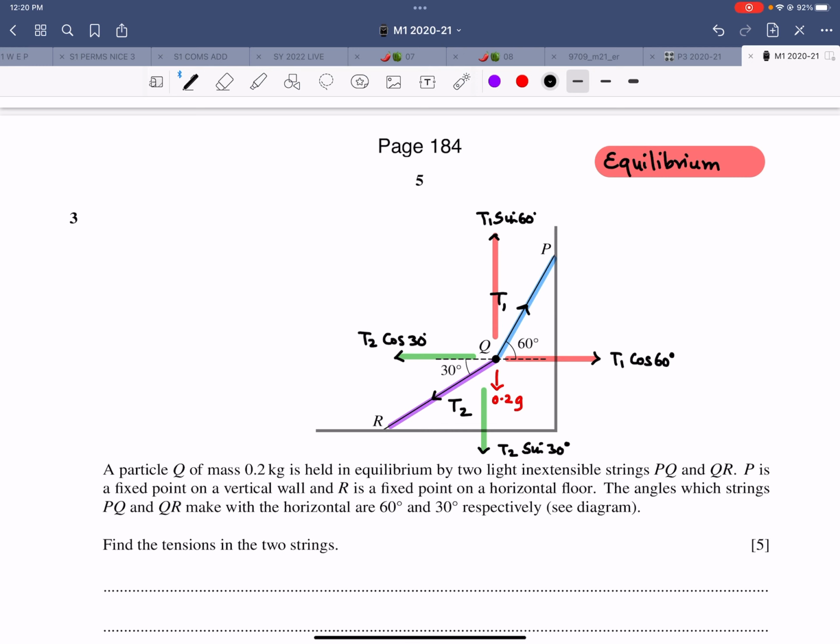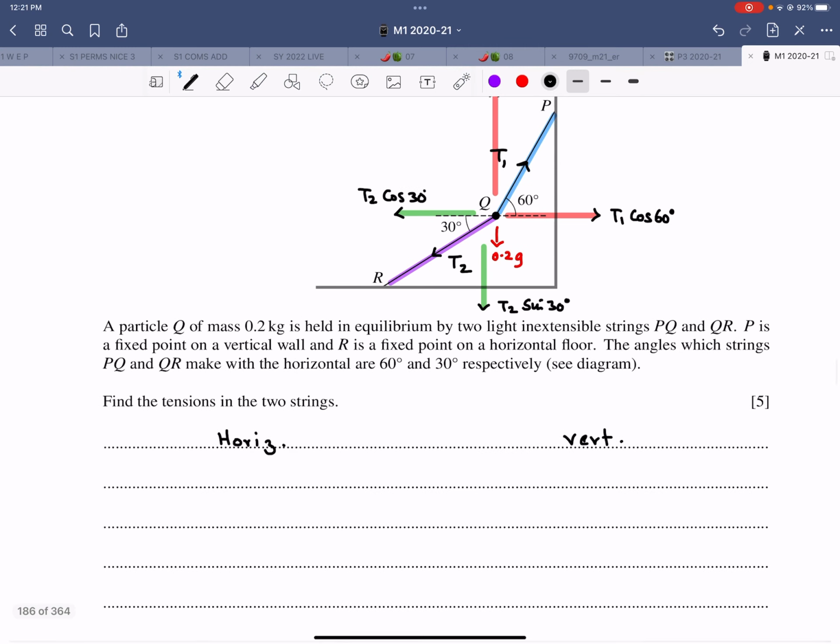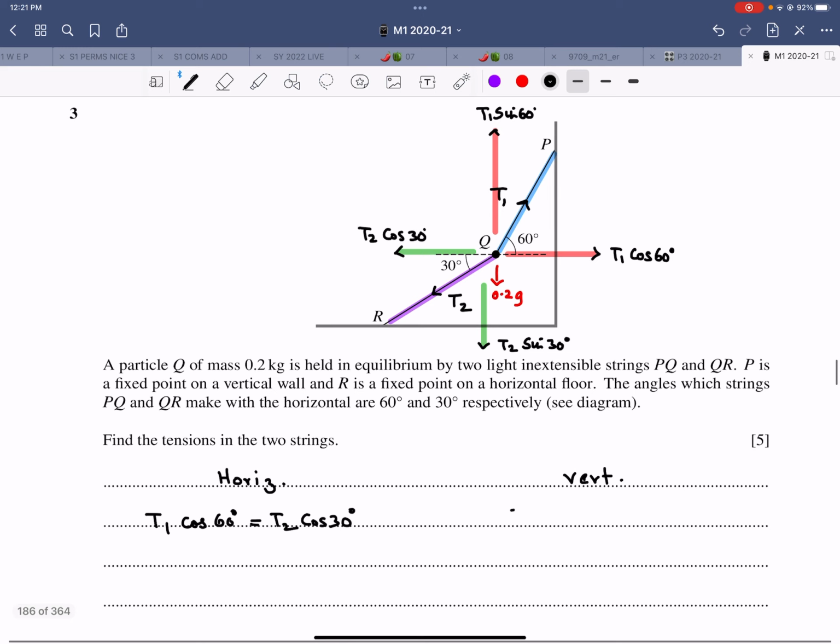So all this labeling takes time. And it's in equilibrium, so horizontal forces and vertical forces. Horizontal: T1 cos 60 equals T2 cos 30. Vertical forces: T1 sin 60 is up, equals 0.2 into 10 plus T2 sin 30.